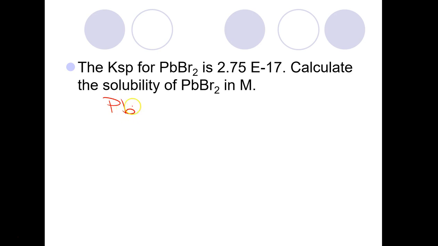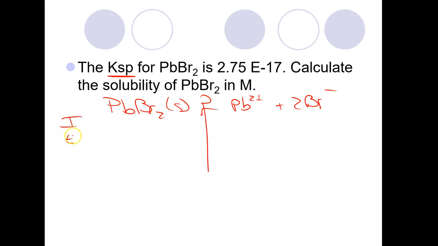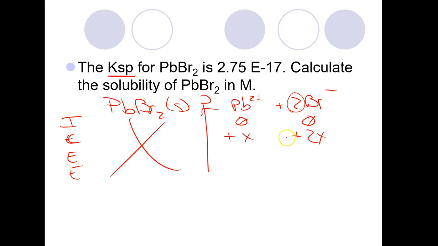So PbBr2, again, it's a solid. If I see Ksp, I automatically know it goes to Pb2+ and 2 Br-. Set up your ice table. Big X underneath my solid. Starts at 0, starts at 0. This one is going to gain X. This one is going to gain 2X because it has a coefficient of 2.